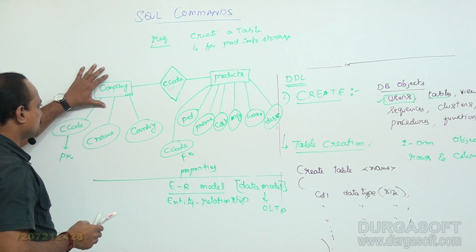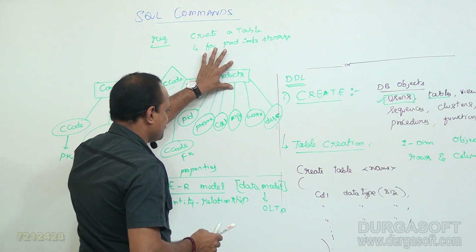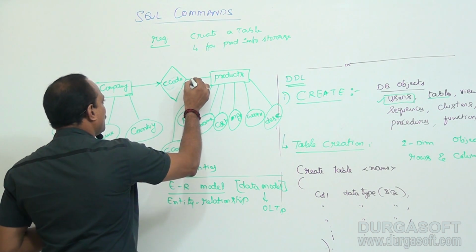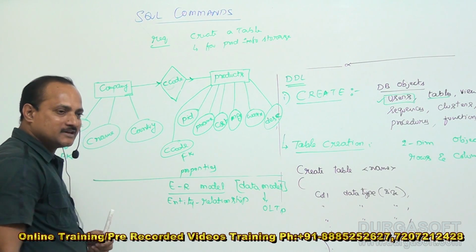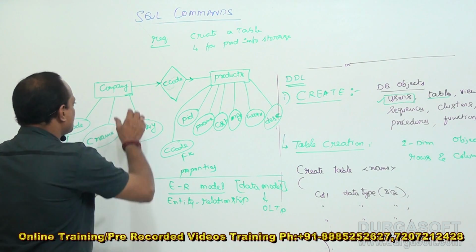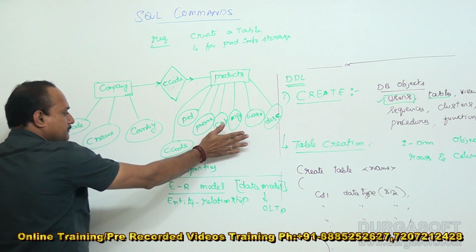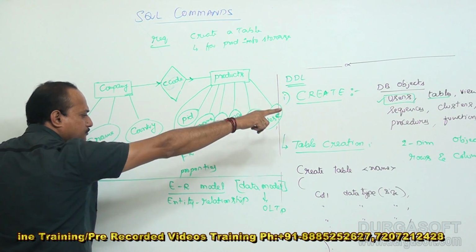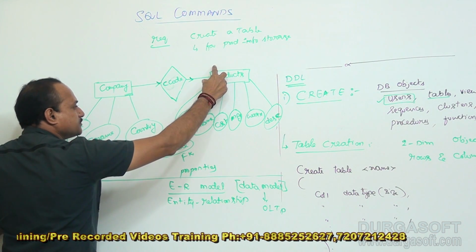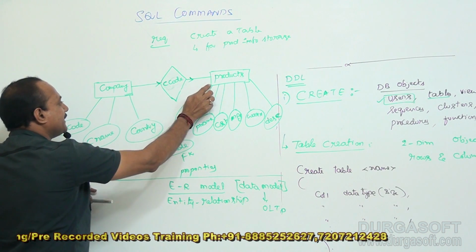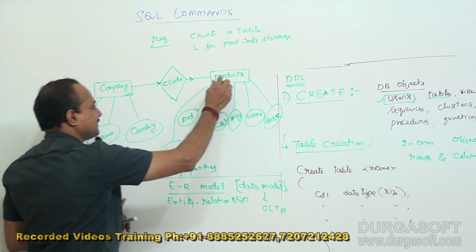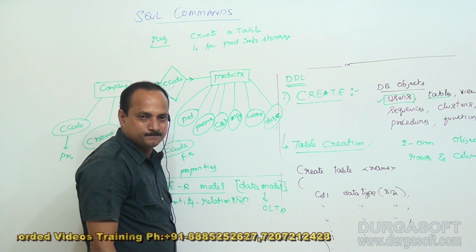So company is one object, product is another object. These two are related with each other through the company code. This is the parent table, this is the child table. So these two are objects. By seeing this diagram, you have to identify very easily: these are the object names, meaning you have to create two tables. One table for object company, another table for object product.